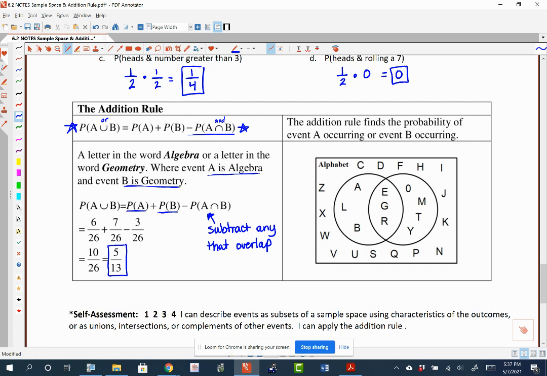So that's where we're going to stop today. We've gone over a lot of vocabulary, so definitely practice on your assignment. And if you have questions, please let me know. And go ahead and self-assess, and good luck on your assignment.